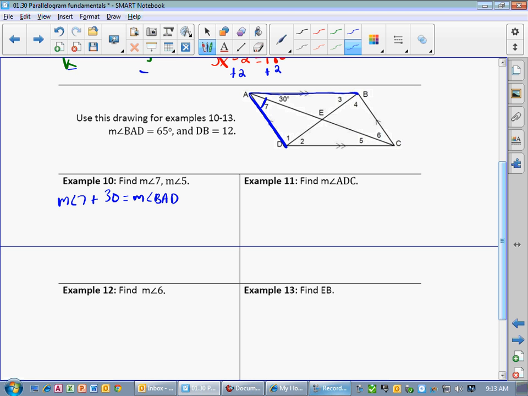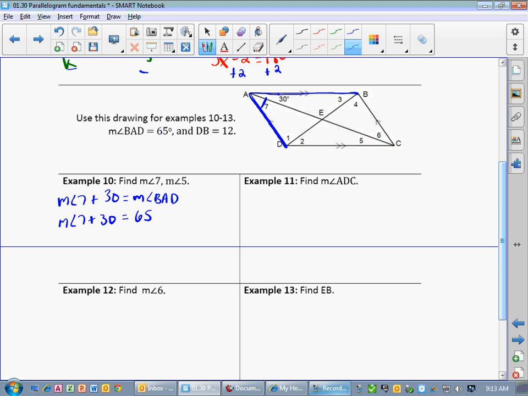All right, so in other words, we put these 2 small angles together, we get the big angle. Everybody okay with that? So we're looking at the big angle here, BAD. That we're told is 65. So we can say the measure of angle 7 plus 30 is equal to 65.